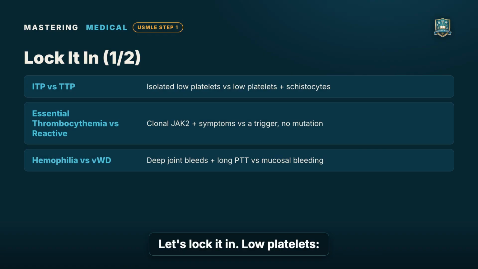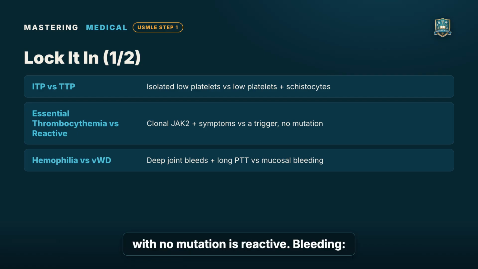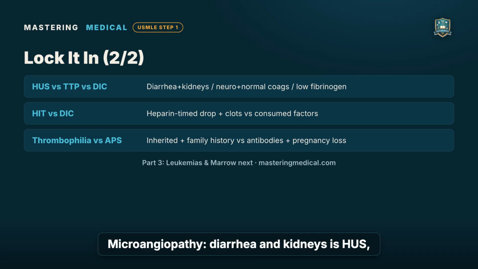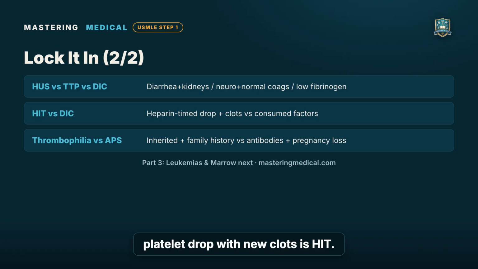Let's lock it in. Low platelets, isolated is ITP, with schistocytes is TTP. High platelets, a clonal JAK2 mutation is essential thrombocythemia. A trigger with no mutation is reactive. Bleeding, deep joint bleeds with a long PTT is hemophilia. Mucosal bleeding is von Willebrand disease. Microangiopathy, diarrhea and kidneys is HUS. Neurologic signs with normal coags is TTP. Abnormal coags with a low fibrinogen is DIC. A heparin-timed platelet drop with new clots is HIT.